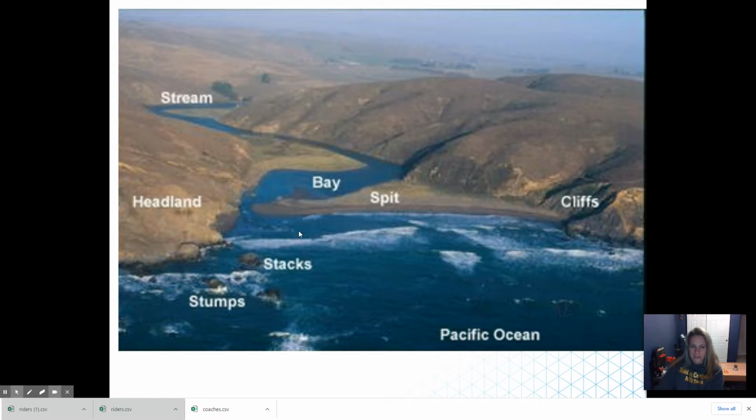All right, so you can see these different features here. Here's a stream. So this is fresh water coming in. This is the bay. So we've got freshwater and saltwater mixing. That's where we have our estuary. And then we've got a headland, which is the area that sticks out. Then we've got these stacks that have formed because of erosion of this headland. And then we've got the spit that sticks out, but it doesn't quite connect. And then we've got cliffs. So we've got a variety of different features here.